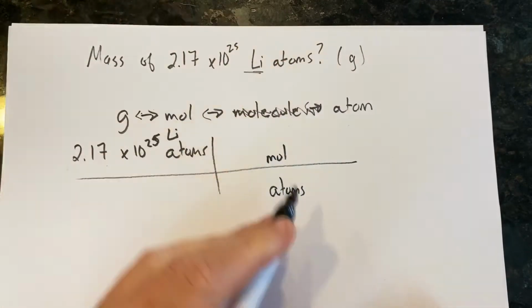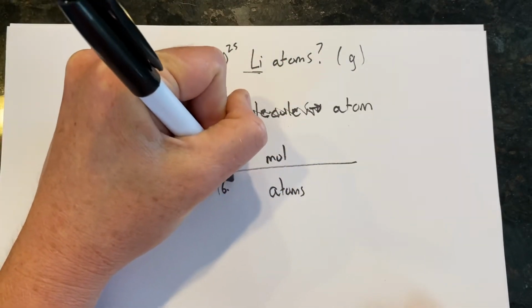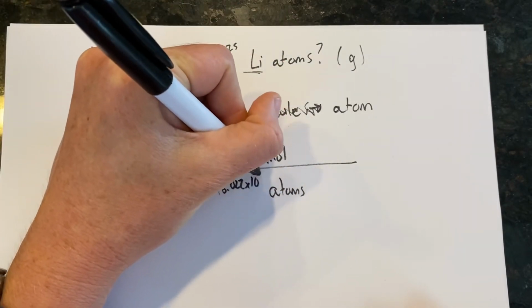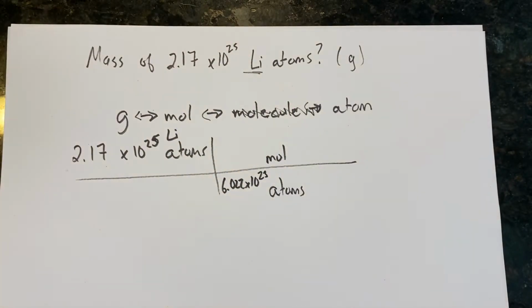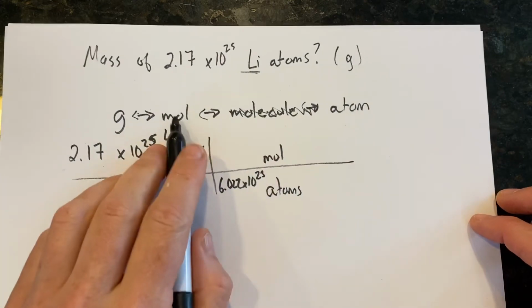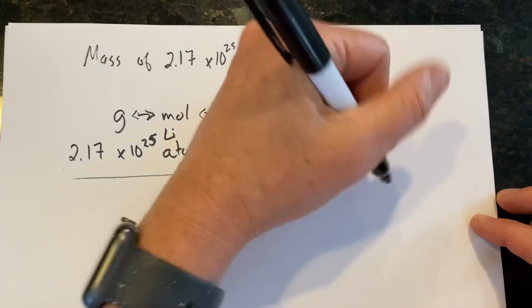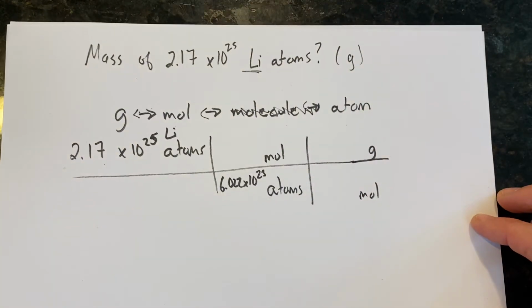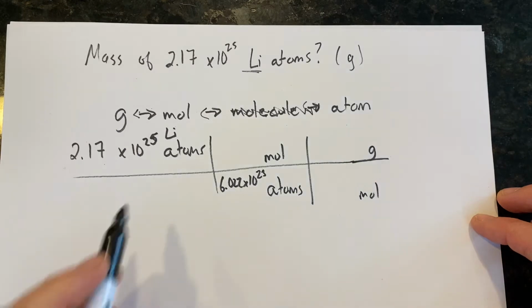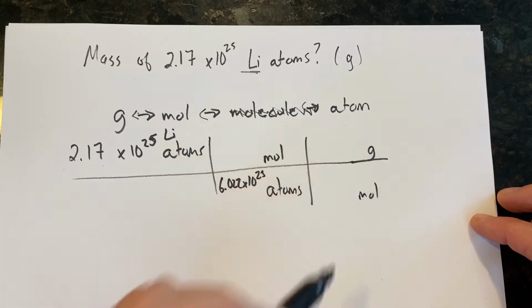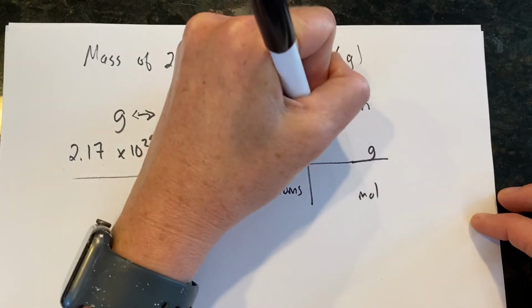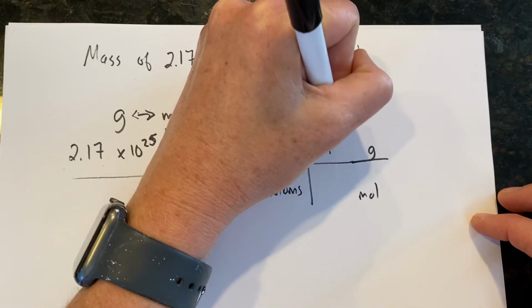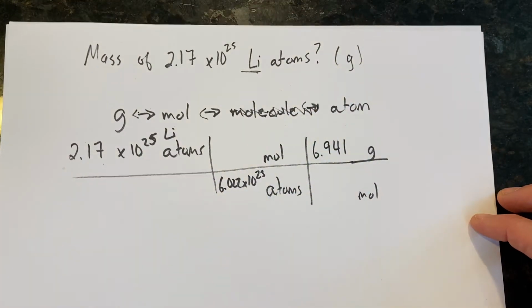Well, the relationship between atoms and moles is that we know there's 6.022 times 10 to the 23rd anything in a mole. And so because we're talking about atoms, it's 6.022 times 10 to the 23rd atoms in a mole. Now we've made it to mole town. If this is mole, we must put mole here. We're going to put gram up here. That's our ultimate destination. And now we just have to ask ourselves what the relationship between those two things is. Well, according to the periodic table, lithium has a mass of 6.941 grams per mole.